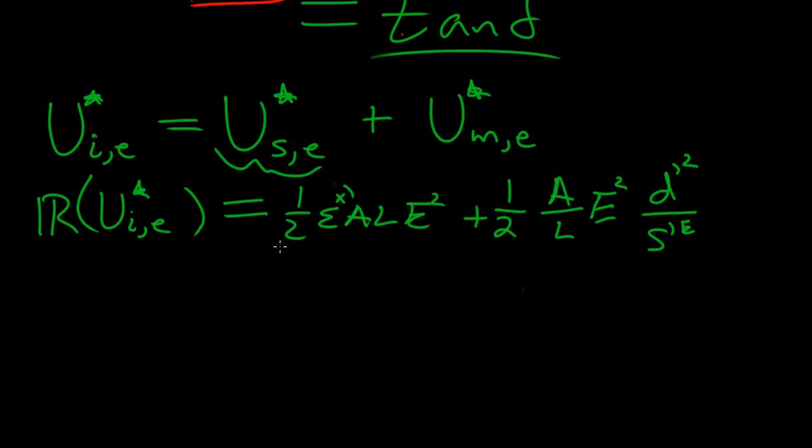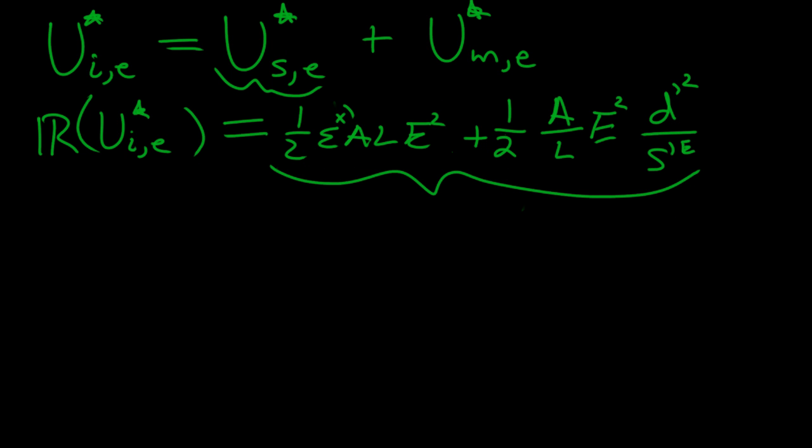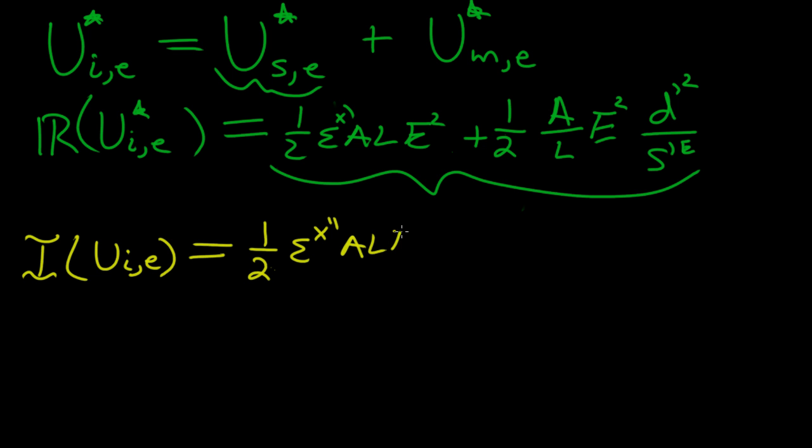All of this energy is the energy that we're storing in the material. The lost energy is going to equal, in this case, 1/2 epsilon x double prime ALE squared plus 1/2 ALE squared, and it's going to be D.